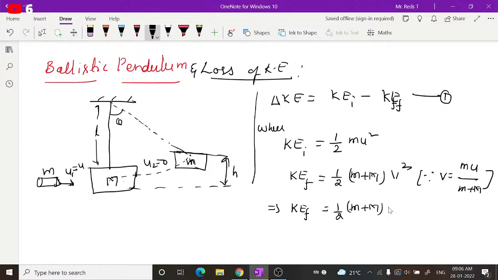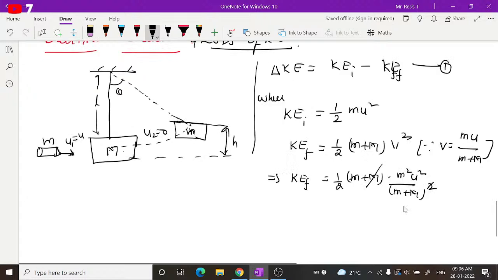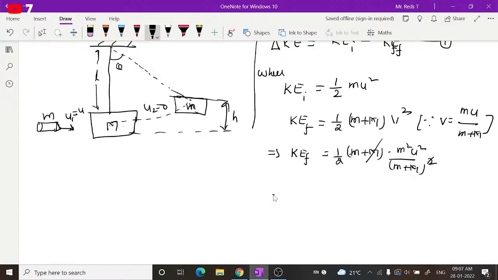V square is m square u square by small m plus capital M whole square. Guys, I hope you are following this. So m plus M gets cancelled, then you will get the final kinetic energy K_f equal to half into m square by m plus capital M into u square. This is the final kinetic energy.